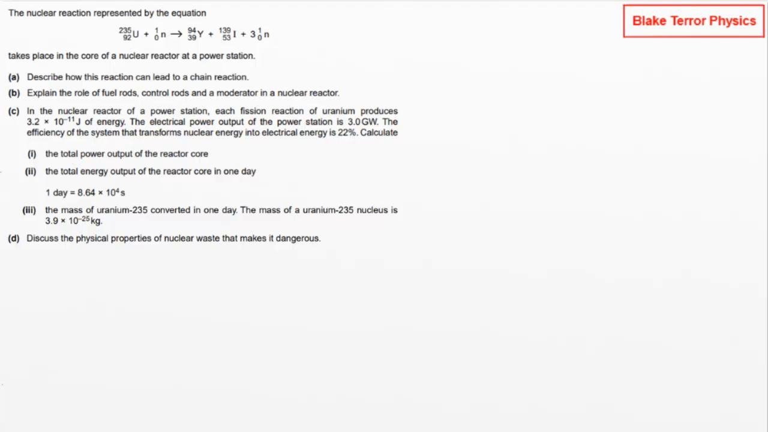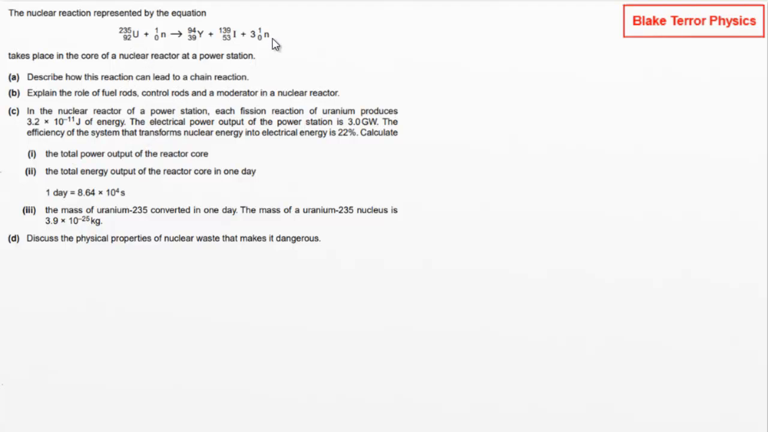Hello, here's some more questions on nuclear physics, particle physics, radioactivity. We'll see what they are. We start here with a nuclear reaction represented by this equation. It takes place in the core of a nuclear reactor at a power station. Describe how this reaction can lead to a chain reaction.